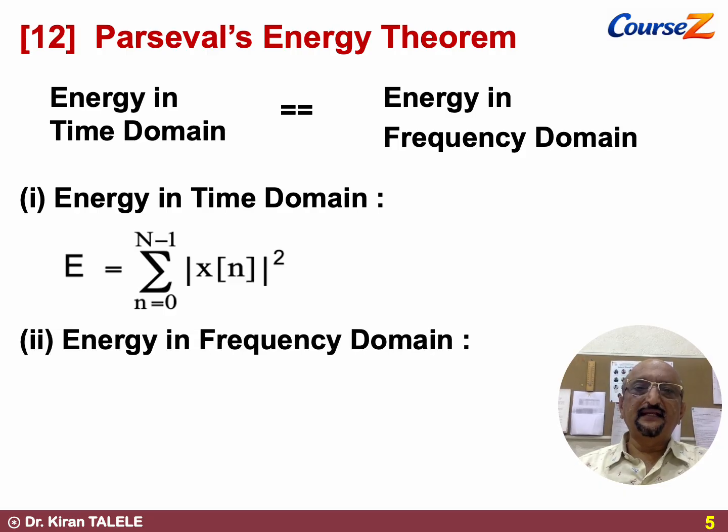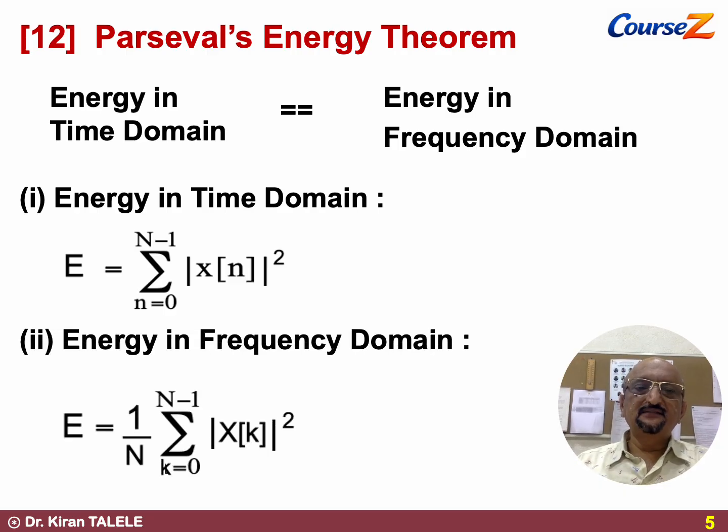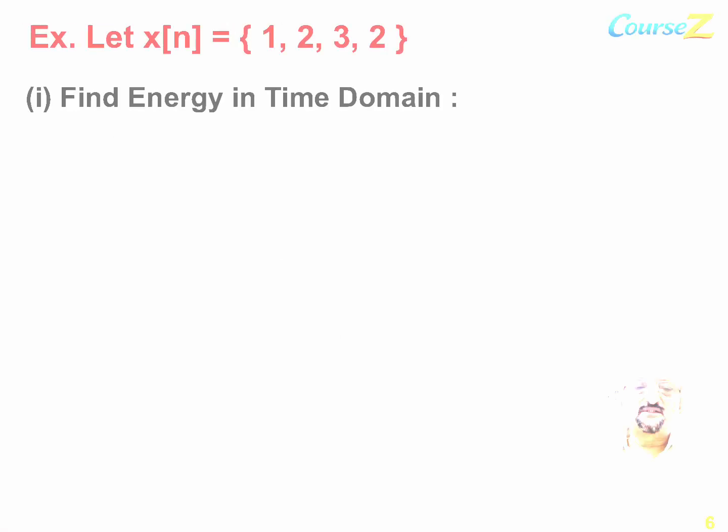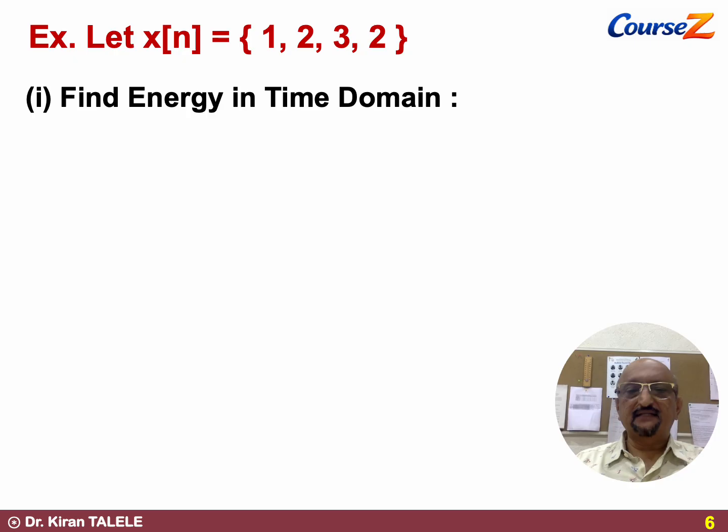Energy in frequency domain is defined as 1 upon N summation of mod X of k square, where k varies from 0 to N minus 1. Energy calculated in time domain is exactly the same as energy calculated in frequency domain. So to verify this, let's take one example: x of n equal to 1, 2, 3, 2.